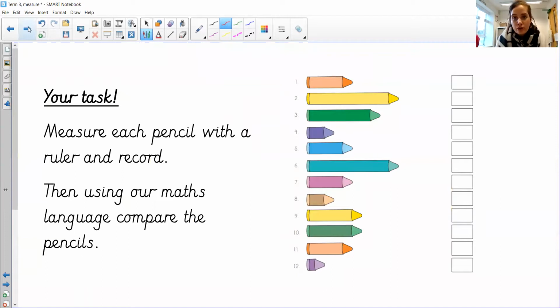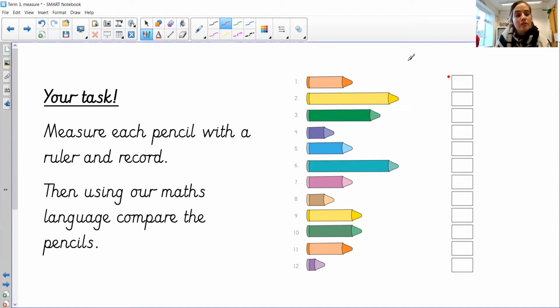Okay, so your task after this is to go away and complete this sheet. And some of you may have this actually already in your home learning packs. I think I put this one in there. So measure each pencil with a ruler and record. So you've got the boxes here to record. So you've got to measure in centimeters, and that's centi, meaning 100. Okay, there are how many centimeters in a meter? Just gave you a clue. It's 100. There are 100 centimeters for every meter.